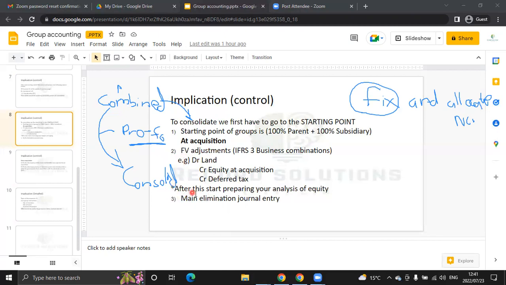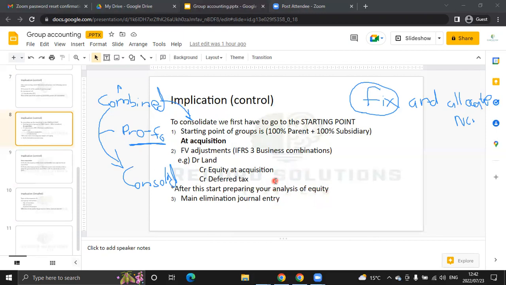after you record the general entries, please, you have to start preparing your analysis of equity. Never do group statements without preparing the analysis of equity, right? Because like I said, group statements are these pro forma general entries, but the amounts that go into these pro forma general entries are easier to calculate using an analysis of equity. So this is how the analysis of equity relates to the pro forma general entries.